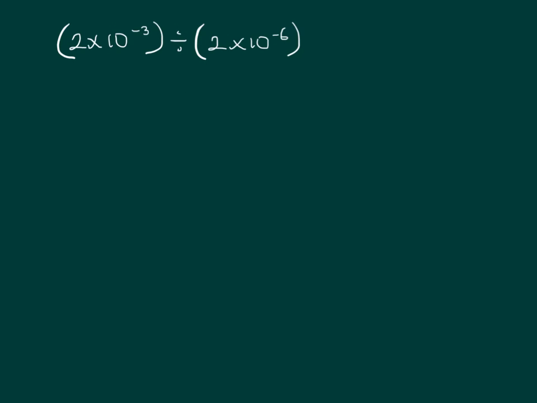Another situation that we've got here, and as usual, divide your first two numbers first. These first two numbers happen to be the same, so 2 divided by 2 is 1 times 10 to the power of this power take away that power, so we're looking at minus 3 subtract a negative 6. If you know your arithmetic and your negative numbers, you should know that this turns to a positive number. So your final answer should be 1 times 10 to the power of 3. Okay, this is in standard form. I'm quite happy with that.